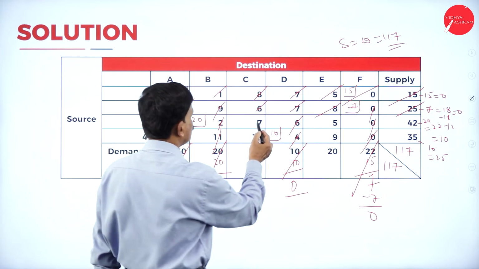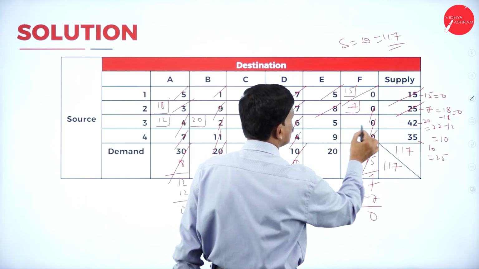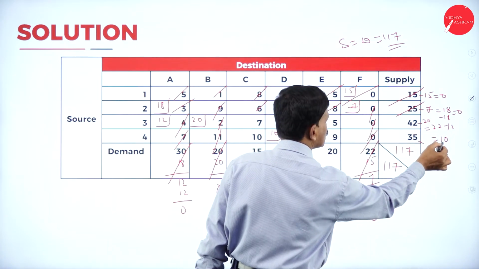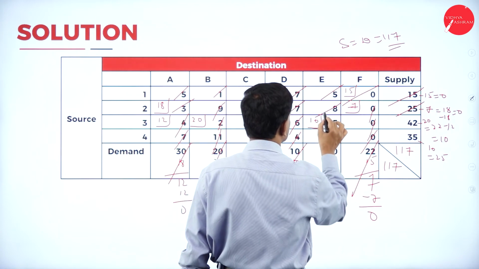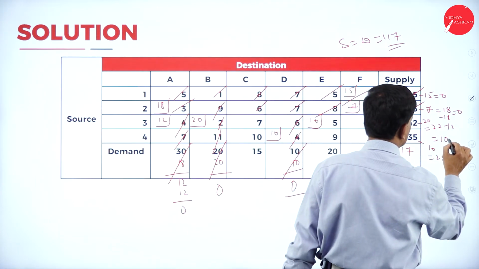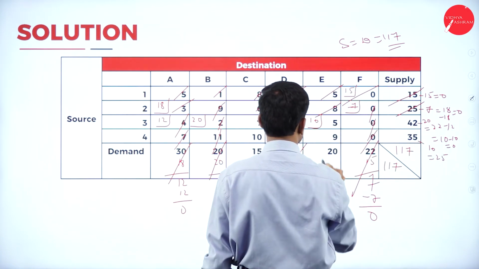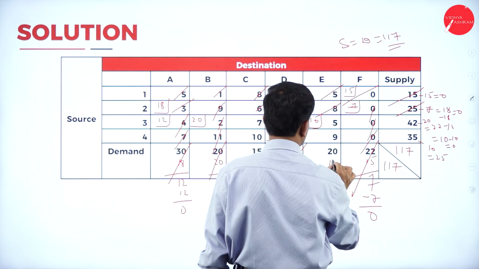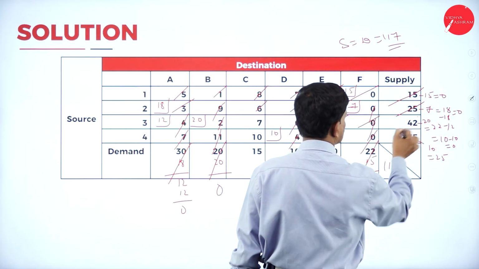Next, what are the elements left? 7, 5, 9, 10. Here the least value is 5. For this 5, the demand is 10 and the supply is 20. 10 is the least value. We can subtract 10 here. This becomes 0, and here we are going to allocate 10. Once this becomes 0, this gets cancelled.